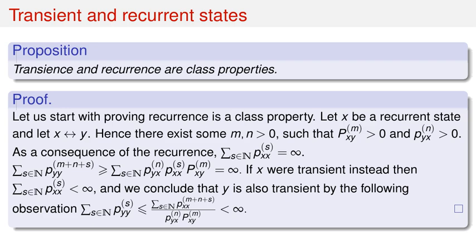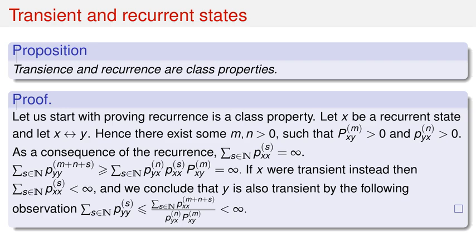Let's prove this. We'll start by showing that recurrence is a class property. Let x be a recurrent state and let x communicate with y, x ↔ y. This implies that there exist some positive integers m and n such that the m-step transition probability P_xy^m is greater than 0, and the n-step transition probability P_yx^n is also greater than 0.